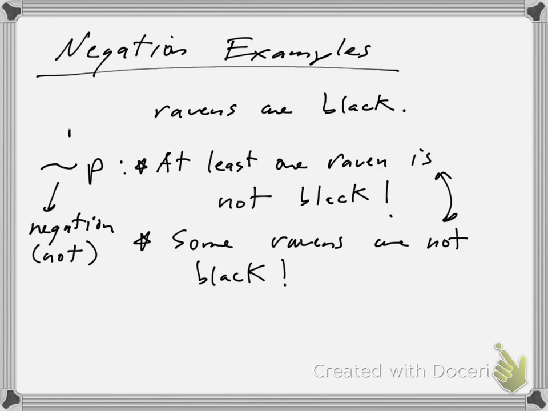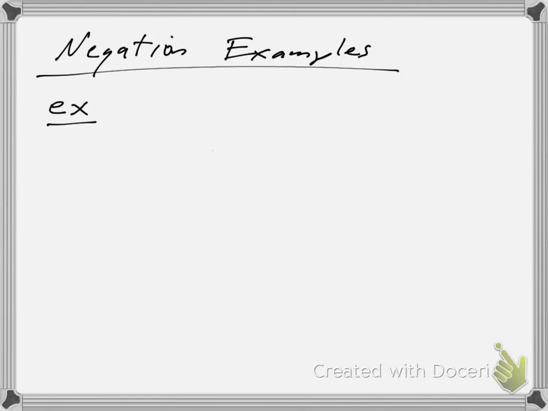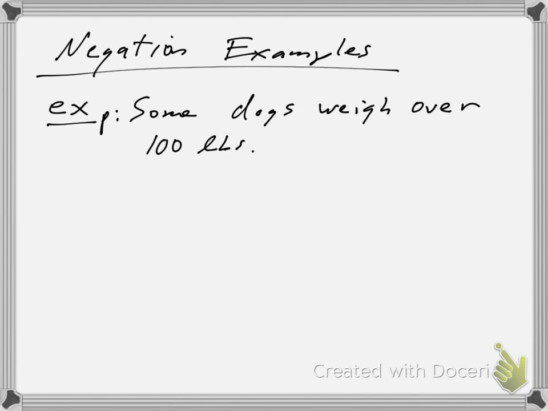Let's erase this and do some more examples of negation. I'm trying to get a lot of examples here for you. I know these are kind of confusing. Let's take a look at this statement P: some dogs weigh over 100 pounds. Let's negate that statement, let's do the opposite of that statement.